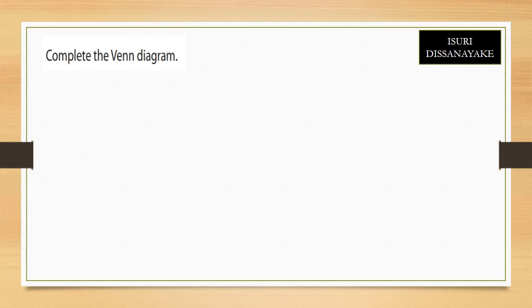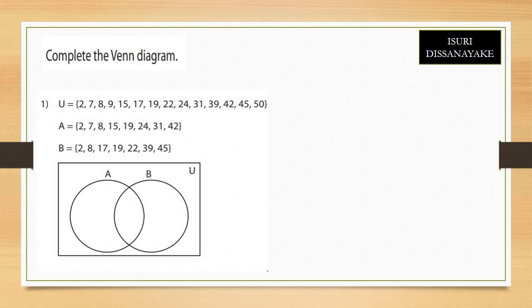Okay, so this is a small exercise we are going to do. The universal set carries 2, 7, 8, 9, 15, 17, 19, 22, 24, 31, 39, 42, 45 and 50. And the set A carries 2, 7, 8, 15, 19, 24, 31 and 42. And set B carries 2, 8, 17, 19, 22, 39 and 45. So how are you going to input this information into the Venn diagram?